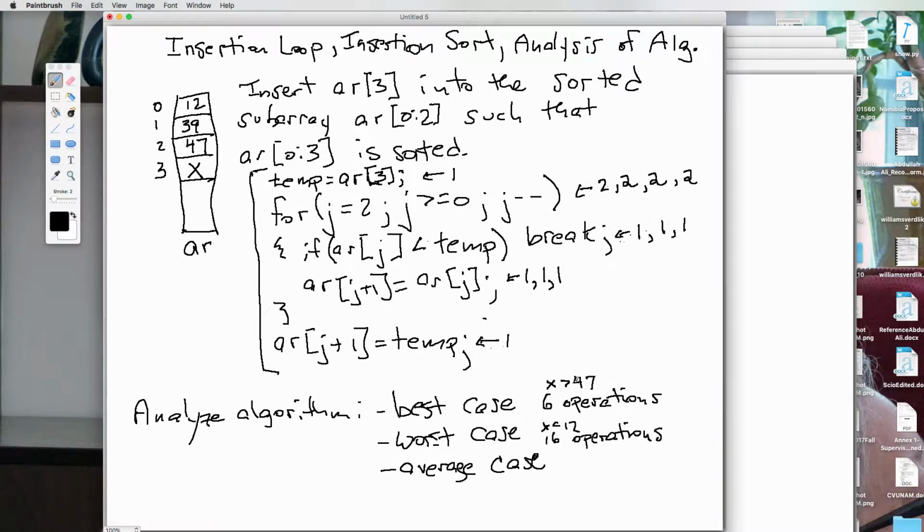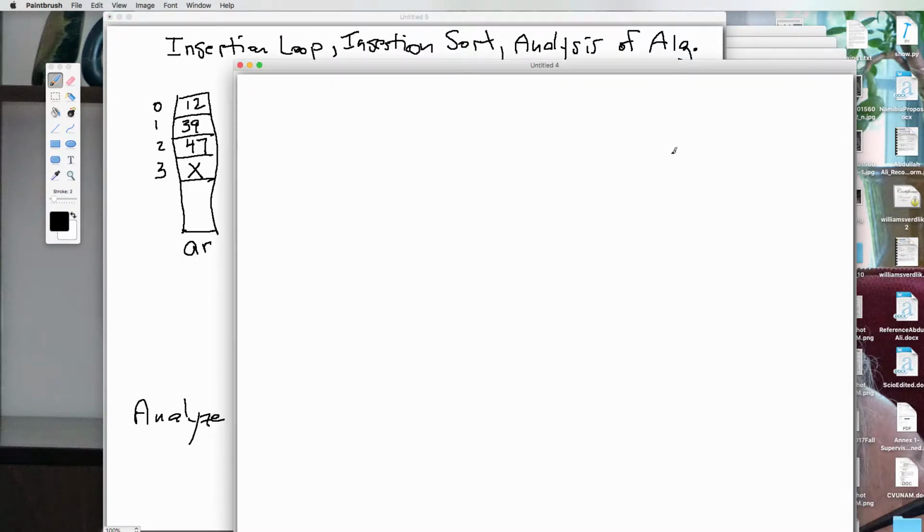Okay? So in one case, 6 operations, in one case, 16 operations. Now you might wonder about the average case, and I have to tell you that calculating the average case sometimes can be extremely difficult. And we're not going to do it. We're just going to worry about the best case and the worst case. But now, what happens here is I want to consider a more generalized version of this thing.